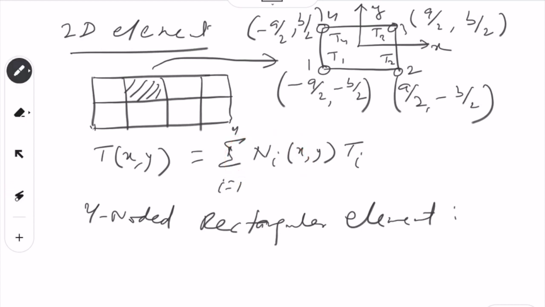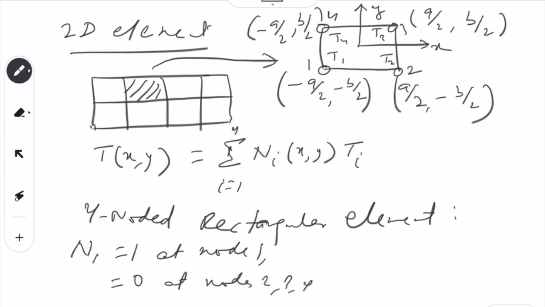And you know that the property of n is that n1 will be 1 at node 1 and will be equal to 0 at nodes 2, 3, 4. You know that, right? So, in general you can say Ni equal to 1 at i equal to j, so Ni equal to, this one is the Kronecker delta, you can say this is delta ij.